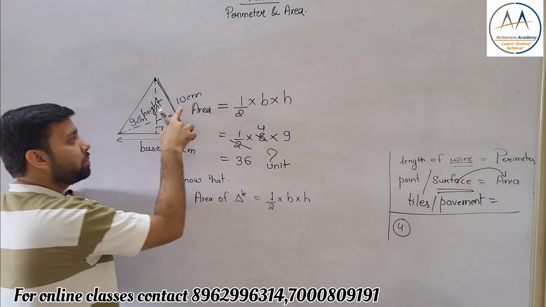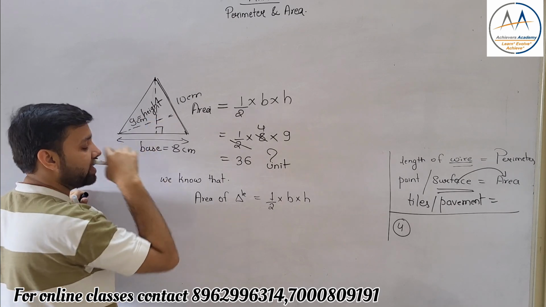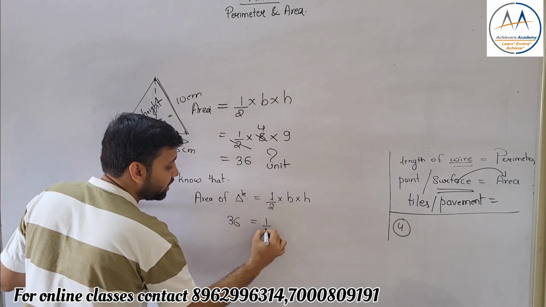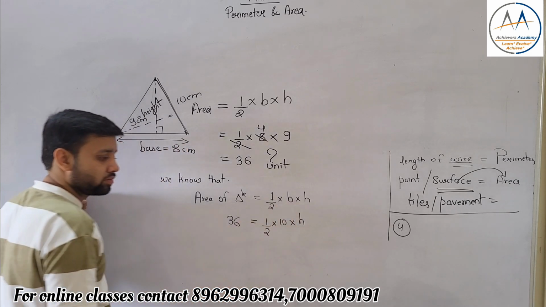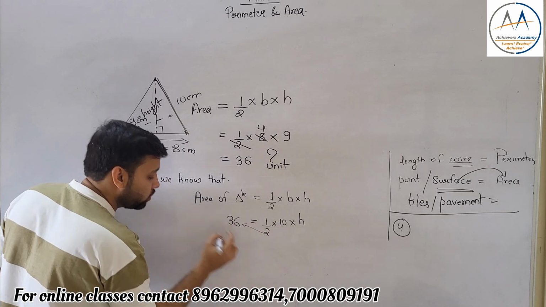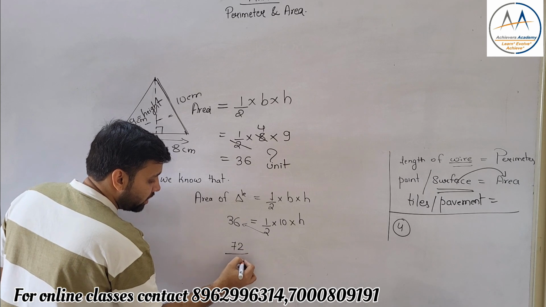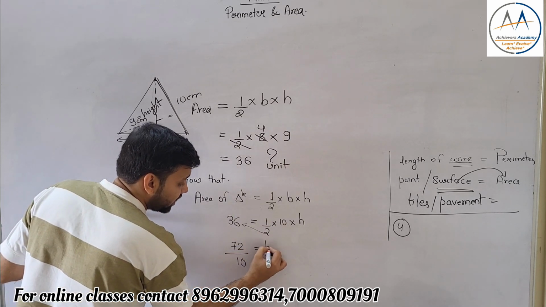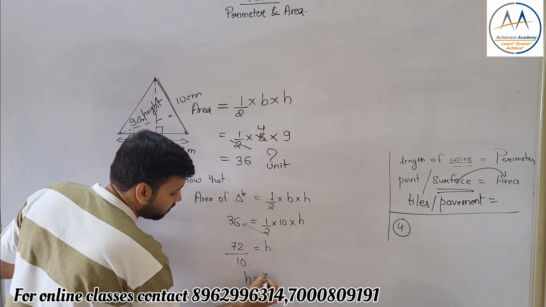But this time the base is 10. I don't know the height, so I'll write it as h only. The area of the triangle I know is 36. 1 by 2, base I know is 10, height I don't know. What should I do? I'll send this 2 to the other side. This division by 2 goes into the multiplication. 36 2s are 72. Then 10 will go into the denominator. So the height will become 7.2.